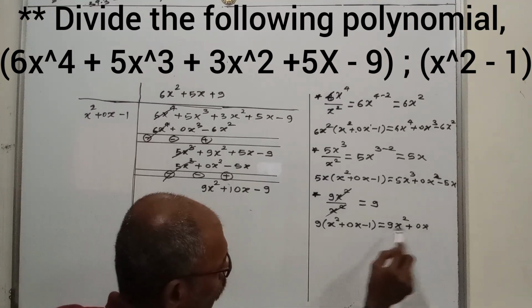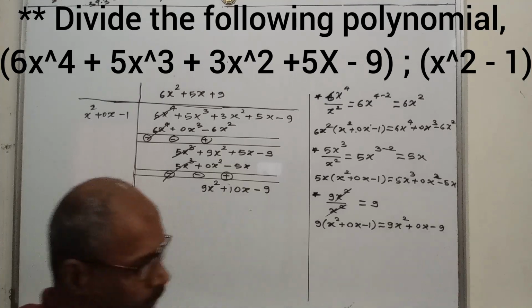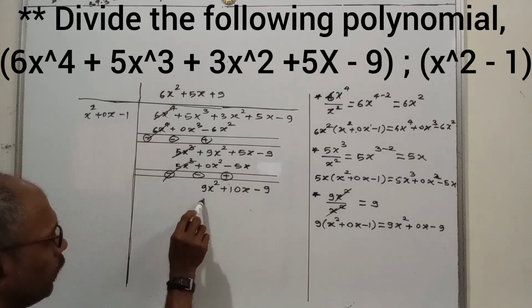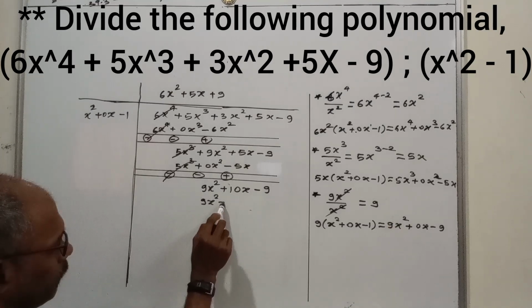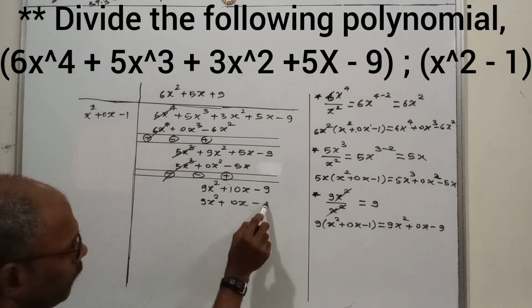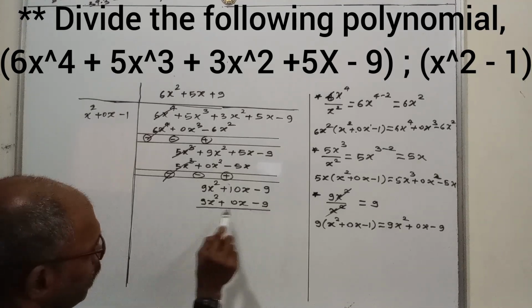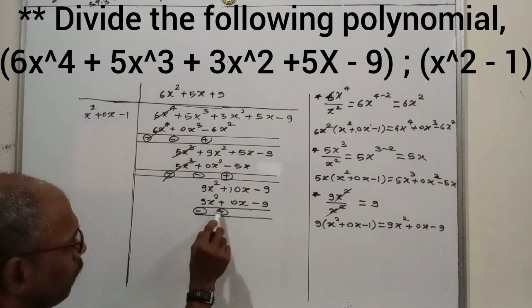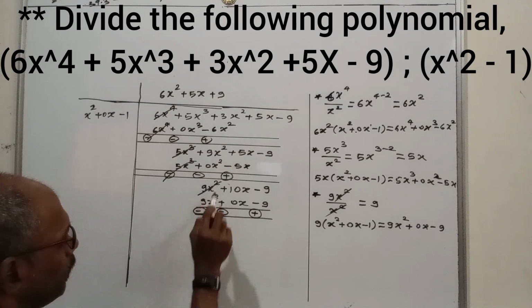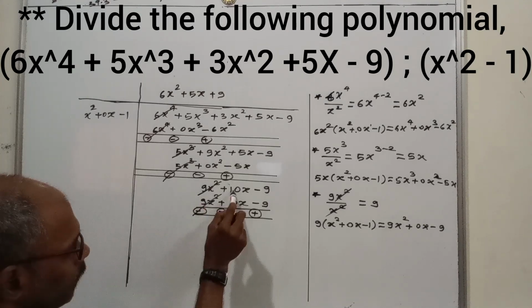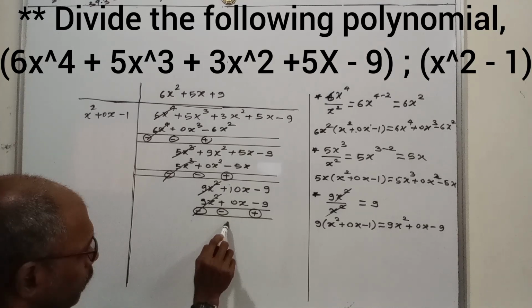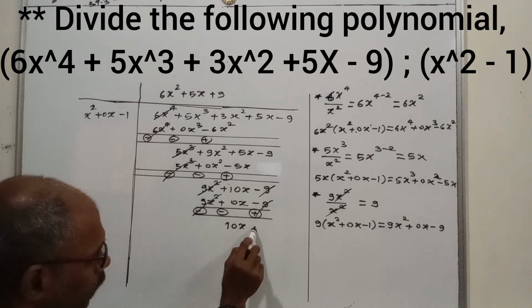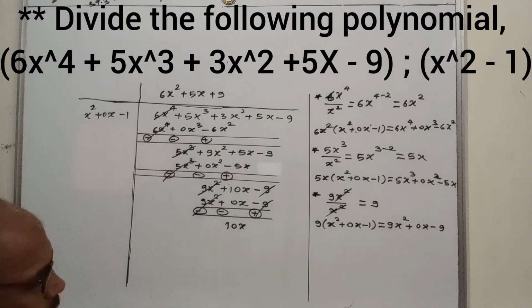9 into 0, 0, minus 9 into minus 1, minus 9. All three terms we write here again. Therefore, double horizontal line, minus. Plus minus cancel. 10x minus 0x, 10x, minus plus, forget this sign. So here also 0. Did you get it?